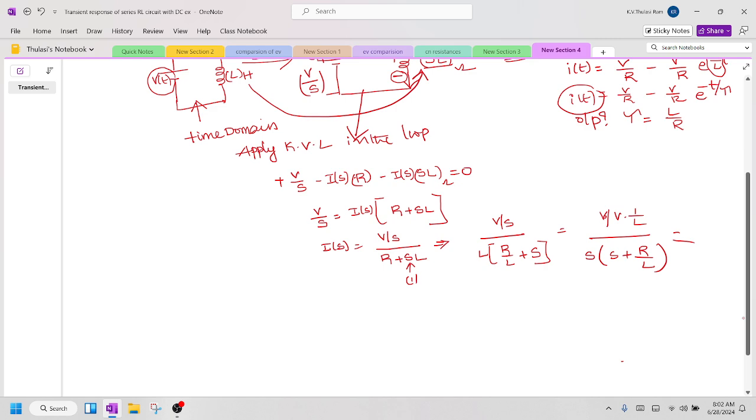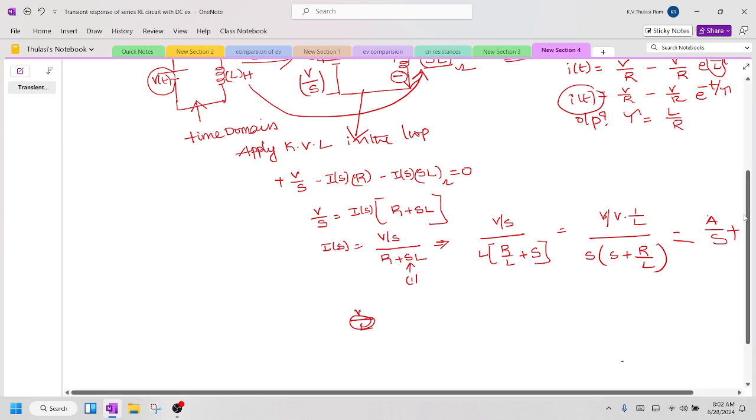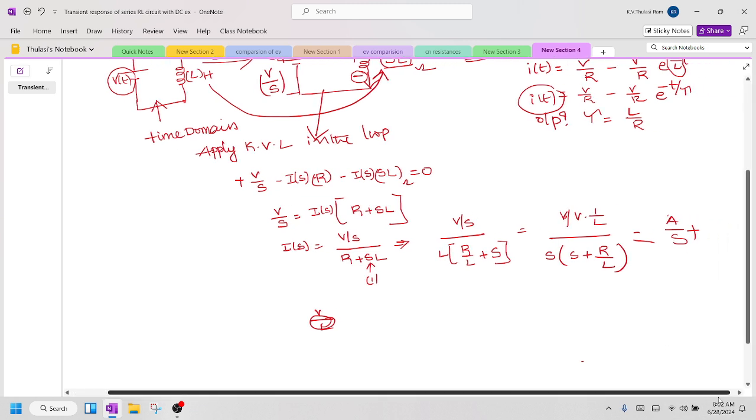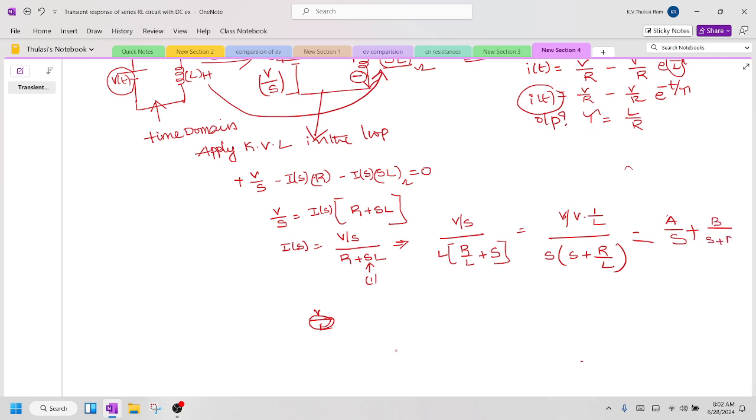Now this expression can be written as V by L. You can expand this by partial fractions as A by S plus B divided by S plus R by L. From here you can take the LCM as S into S plus R by L, and here you are going to get A into S plus R by L plus B into S.